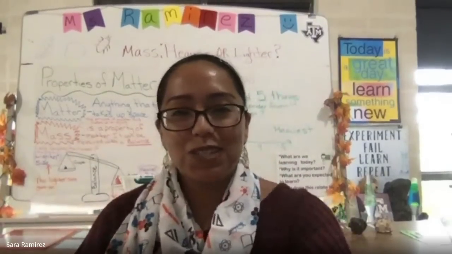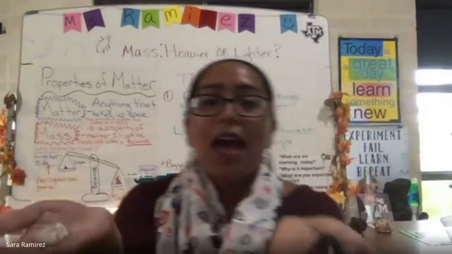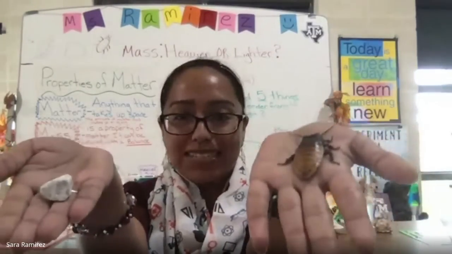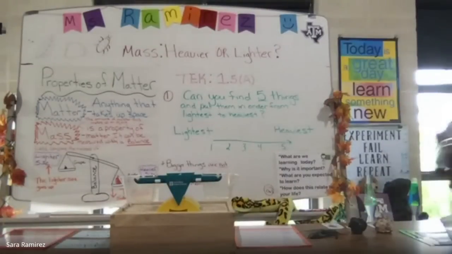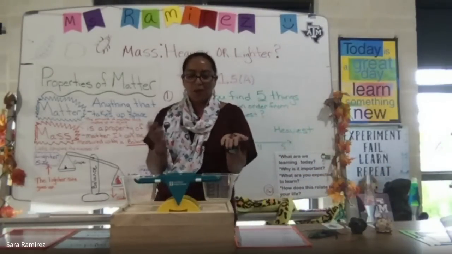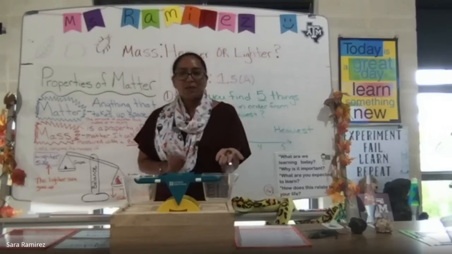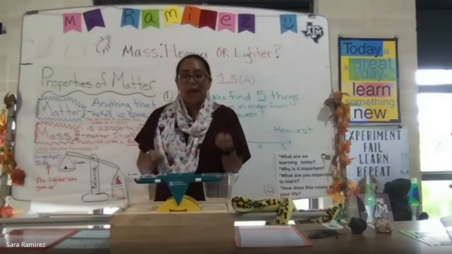We're going to move over to the back table, and we're going to use our balance that's already set up, and we're going to compare their masses. Oscar is being super active today. The way this is going to work, I'm going to put Oscar on one end of the balance and my limestone rock in the other, and we're gonna compare their masses.